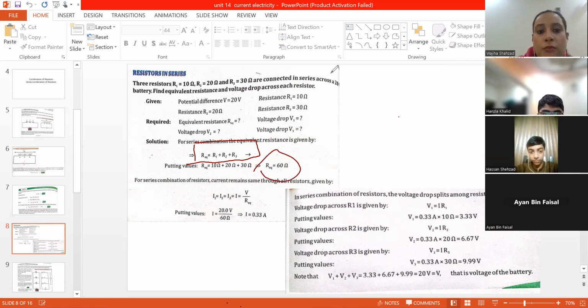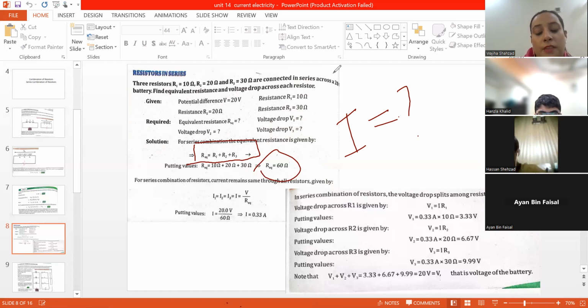Then we have to find out the voltage across each resistor. To find the voltage, first of all, we need the value of current. But if you see the statement of the example, the value of current is not mentioned, right? It means first of all, we have to find the current. And we know that whenever we take resistors in series, the value of the current will be the same, right? So for the current, we will use the same Ohm's law.